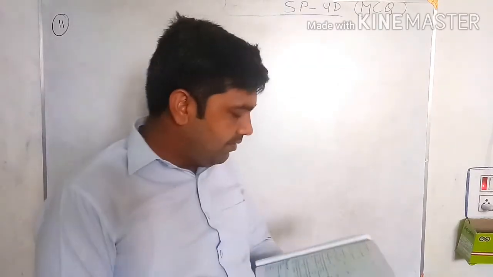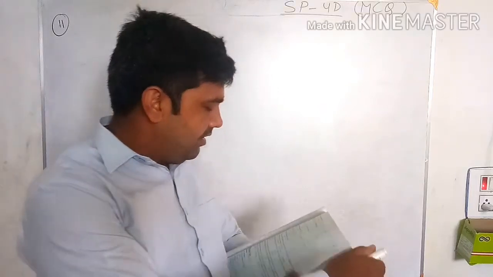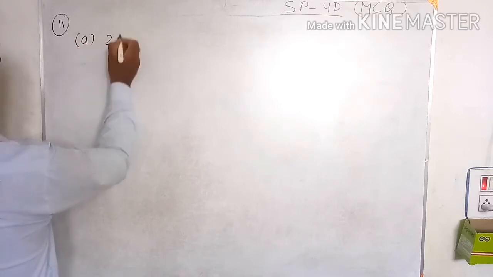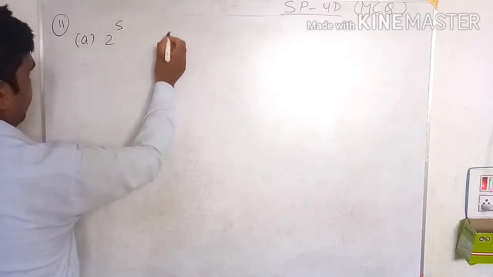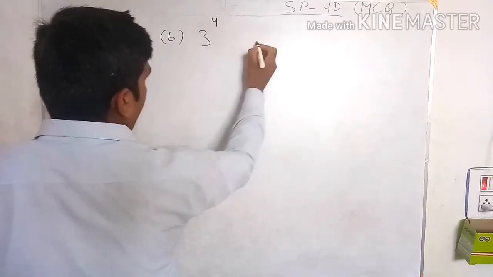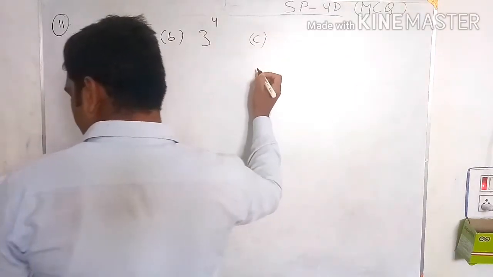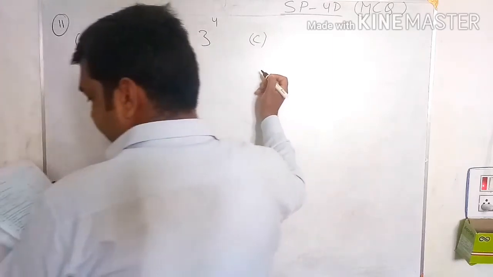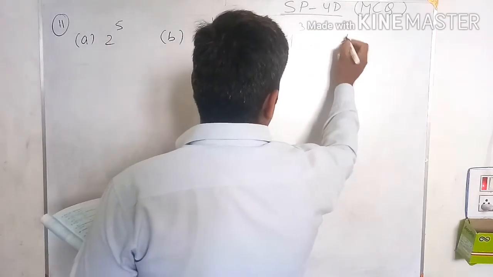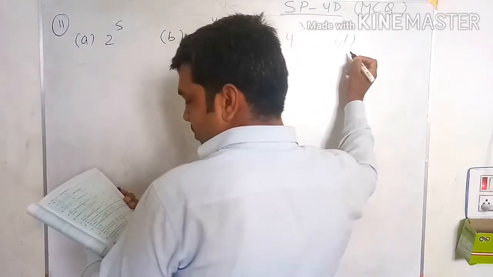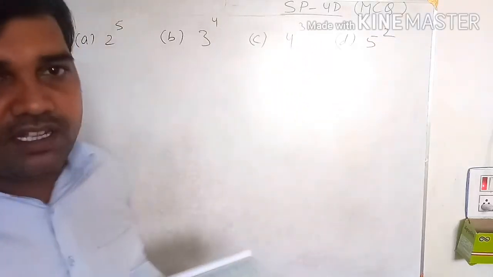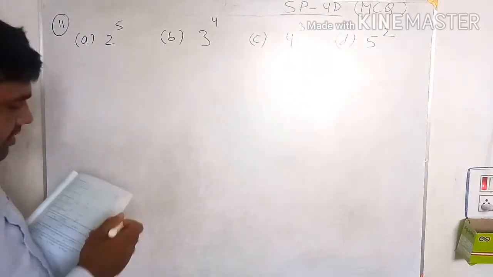Question number 11 says, which expression has the greatest value? Four options are given: option A is 2 to the power 5, option B is 3 to the power 4, option C is 4 to the power 3, and option D is 5 to the power 2. So the question is, which expression has the greatest value?